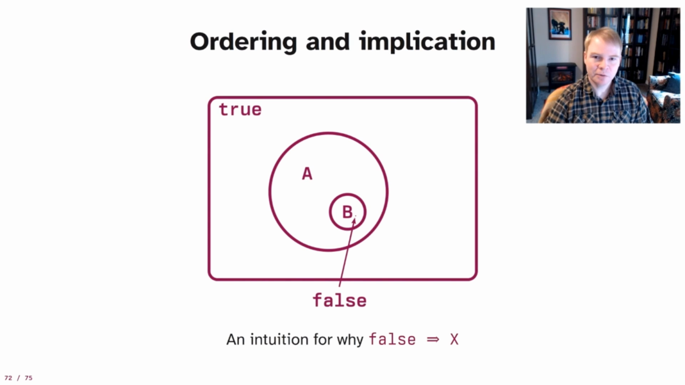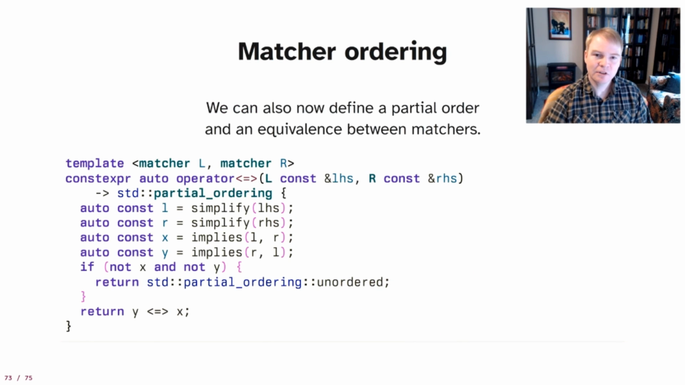And this gives us another way to interpret that tricky false implies anything. False is never, the matcher that matches nothing, or the empty set. And of course, the empty set is a subset of any set, so it's less than everything. And this is another way to say that false implies anything. And this is what the C++ looks like for ordering matchers. This is the spaceship operator. If neither matcher implies the other, they're unordered. We can't do anything with them. But otherwise, they can be ordered according to which way around the implications are.